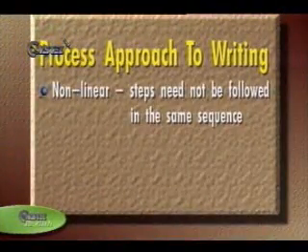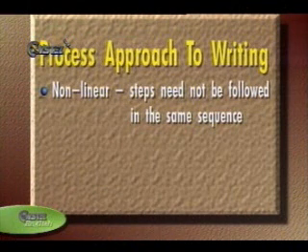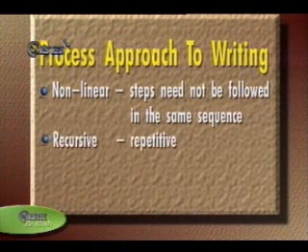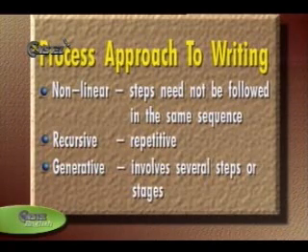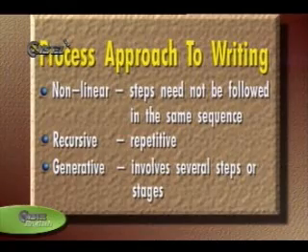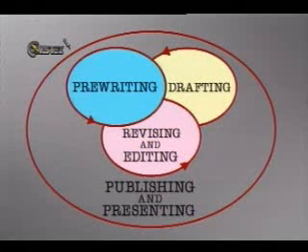This approach sees writing as non-linear, which means that the steps need not be followed in the same sequence. Recursive, which means that it is repetitive, and generative, which means it involves several steps or stages. The following diagram illustrates the flexible and recursive nature of the writing process. What have you observed about the first three stages? Why are they within the small circles? And look at the arrows. What do they suggest? The circles and the arrows suggest the flexibility and recursiveness of the writing process.